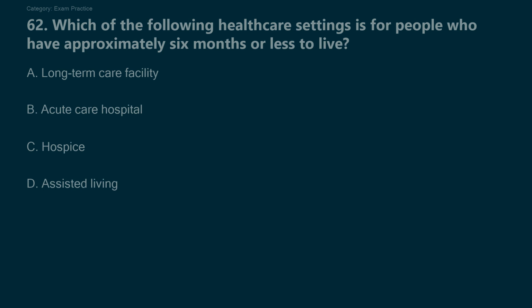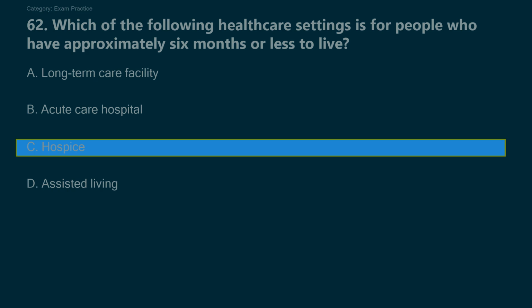Question 62. Which of the following healthcare settings is for people who have approximately 6 months or less to live? Option A, long-term care facility. Option B, acute care hospital. Option C, hospice. Option D, assisted living. The correct answer is option C, hospice.